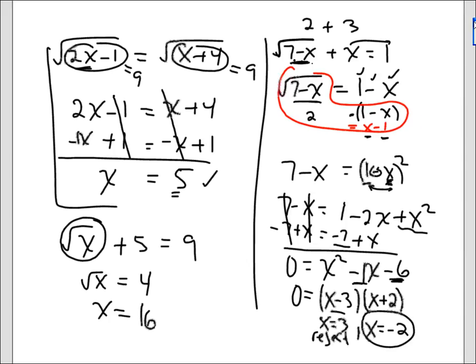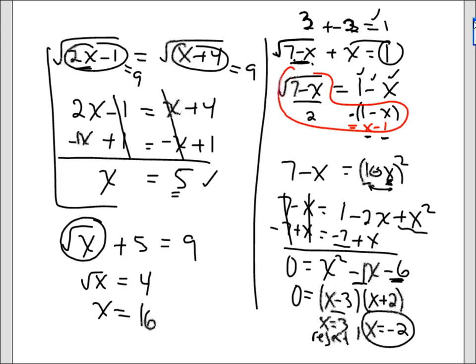Now let us try negative 2. 7 minus a negative 2 is 9. The square root of 9 is 3. And if you add on negative 2, yep, you get 1. So the answer is negative 2. x is equal to negative 2.